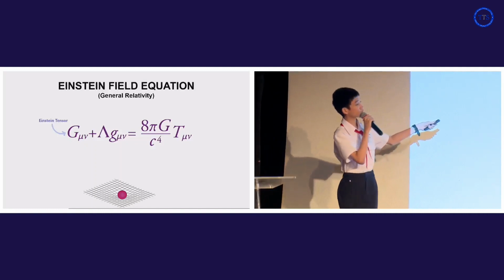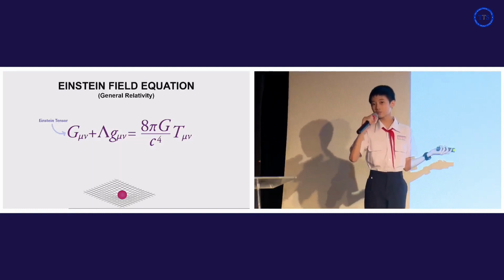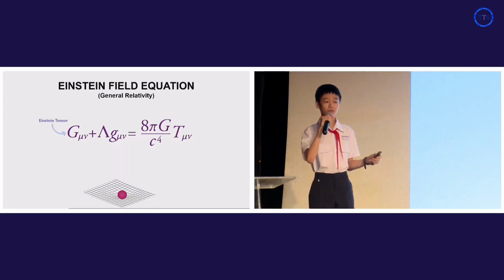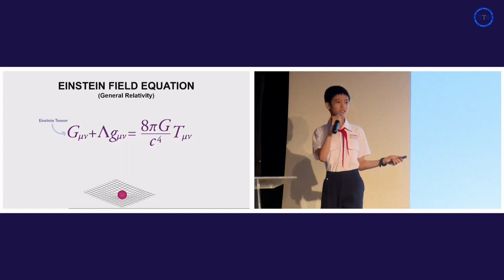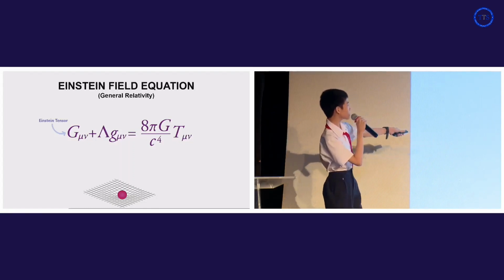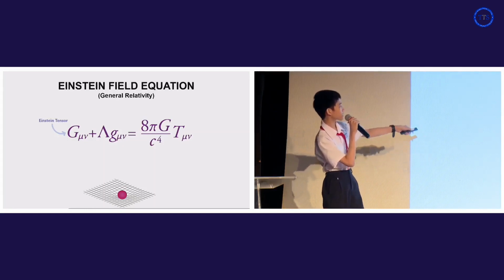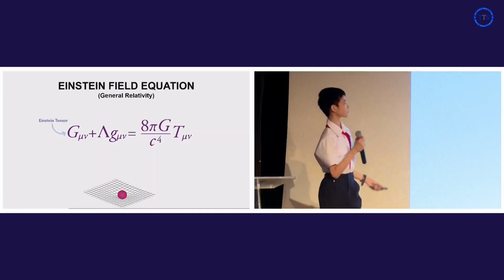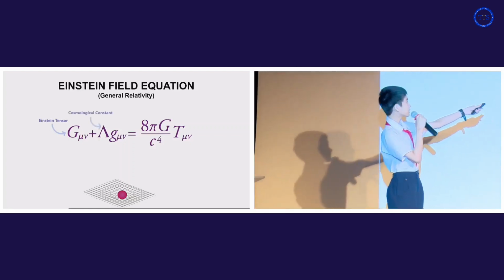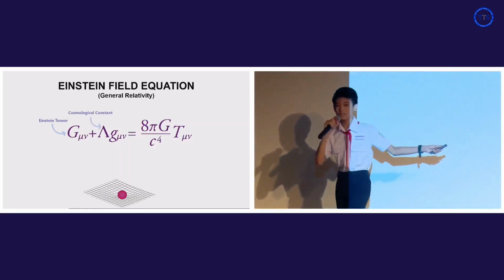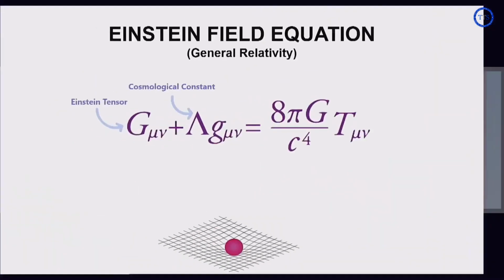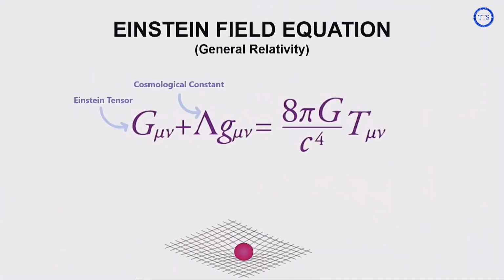The Einstein tensor also says that the curvature of space-time is in the 4th dimension. This shows that it's in the x-axis, y-axis, z-axis, and time. Next, this is the cosmological constant. This shows the amount our universe is expanding over time. Lowercase g, mu, and nu shows the metric tensor. This shows the shape of the curvature.